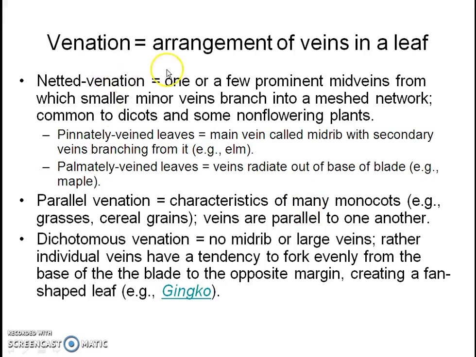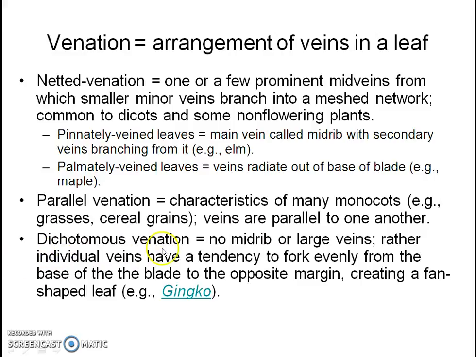Next is venation. The arrangement of veins in a leaf is known as venation. Netted venation: one or a few prominent midribs from which smaller minor veins branch into a meshed network, common to dicots and some non-flowering plants. Parallel venation is a characteristic seen in monocotyledons or grasses. In this, veins are parallel to each other.